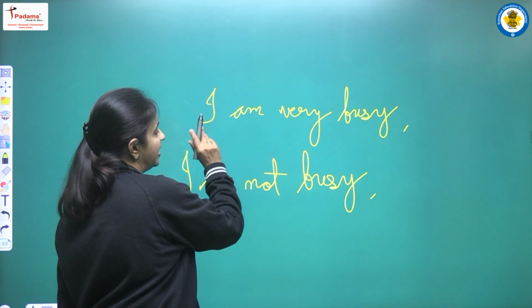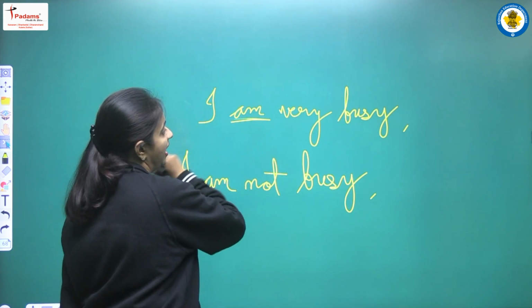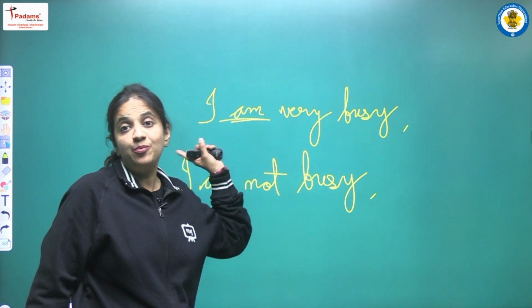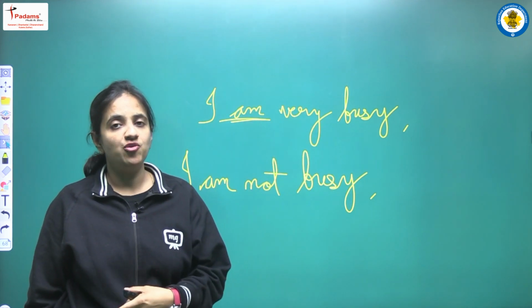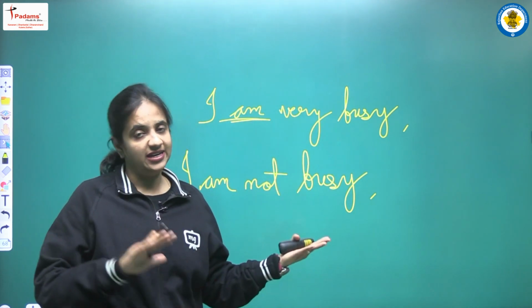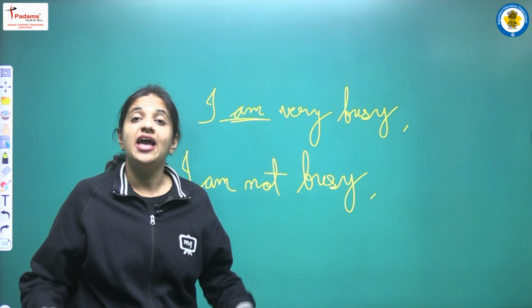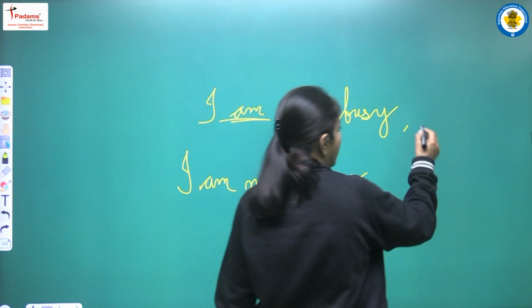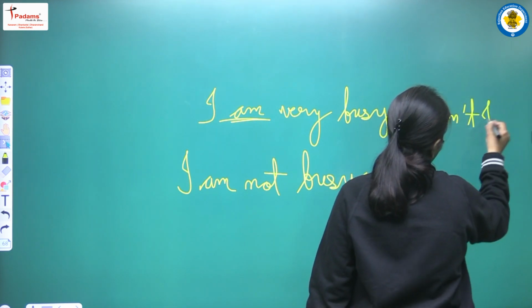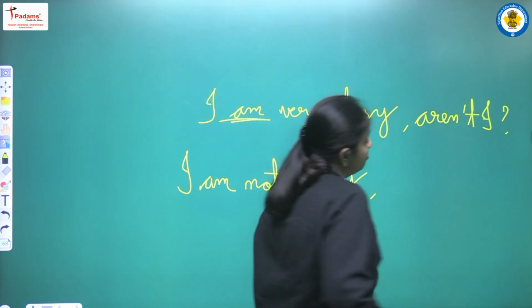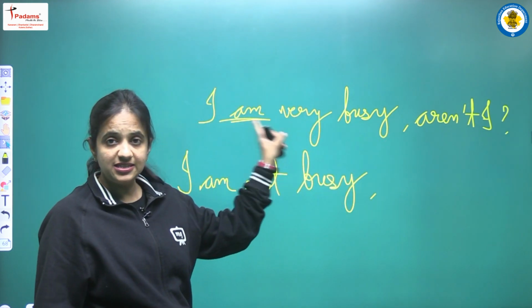In this sentence, which is a positive one, we have am. Because this is a positive sentence, the question tag will be negative. So we have to write am plus not, and we have discussed that am plus not will always be aren't. So here I am writing aren't I. That is the perfect question tag for this sentence.